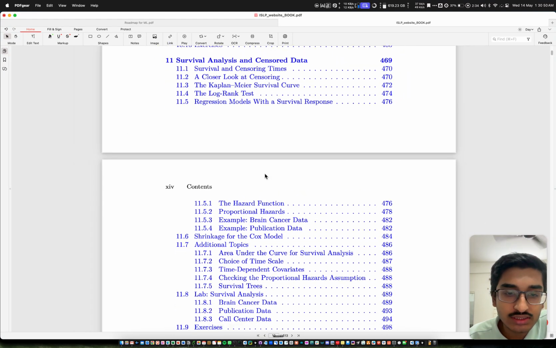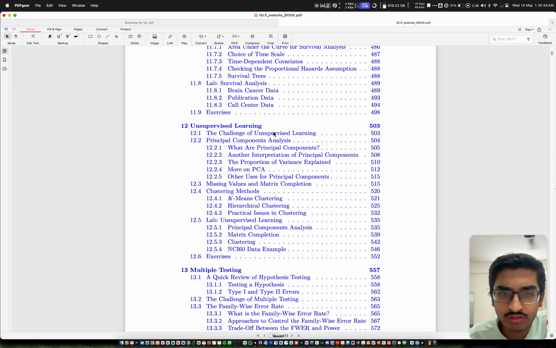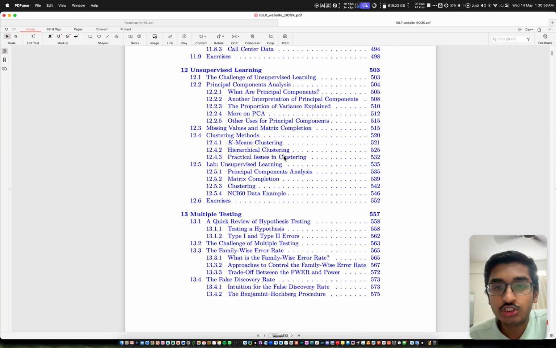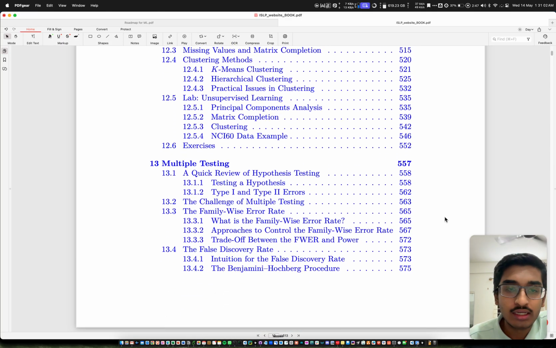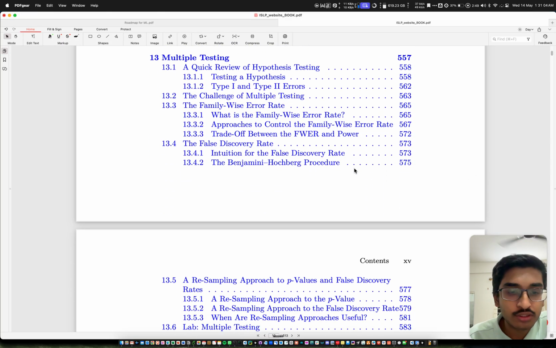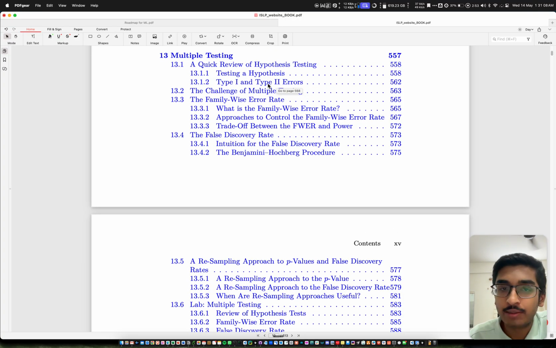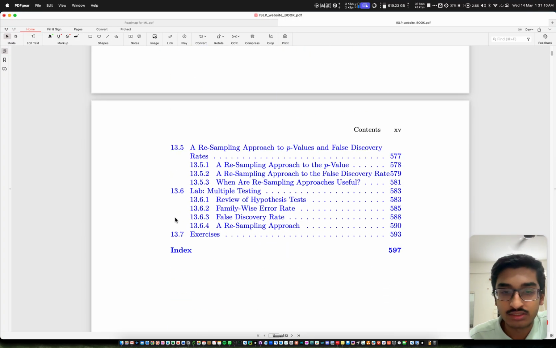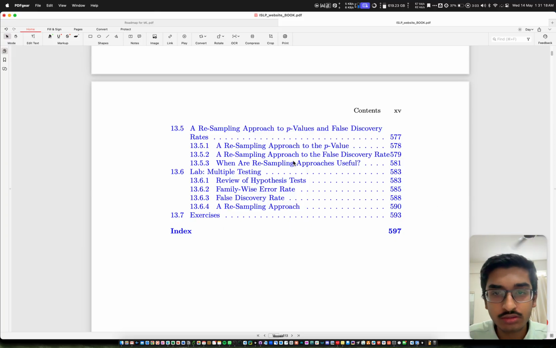Then comes survival analysis and censored data, which I'm not very familiar with at all. Unsupervised learning, so k-means, hierarchical clustering, agglomerative, stuff like that, PCA. And then multiple testing, which is hypothesis testing, basically statistics, and it's really useful. Type 1, type 2 errors and stuff. So that's essentially the entire book, which I think is going to give you a very solid foundation in machine learning. So without further ado, let's do chapter 2.